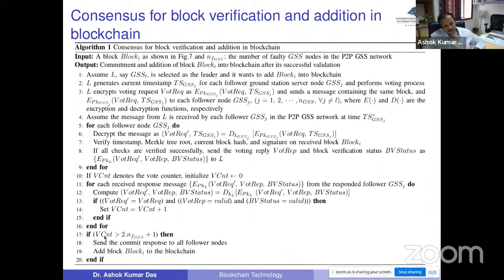And finally, it will check whether the voting count exceeds the PBFT threshold value of 2NF GSS plus 1 or not. If it does, then it will send the commit response message to all the follower nodes. Finally, the block will be added into the blockchain, in the local ledgers of each and every GSS node in the network. In that way, the block is now added in the P2P GSS network.